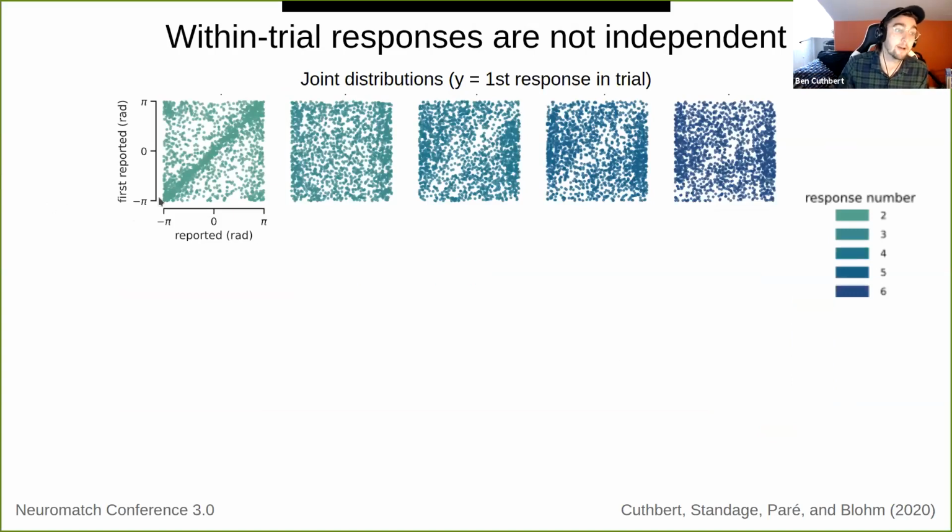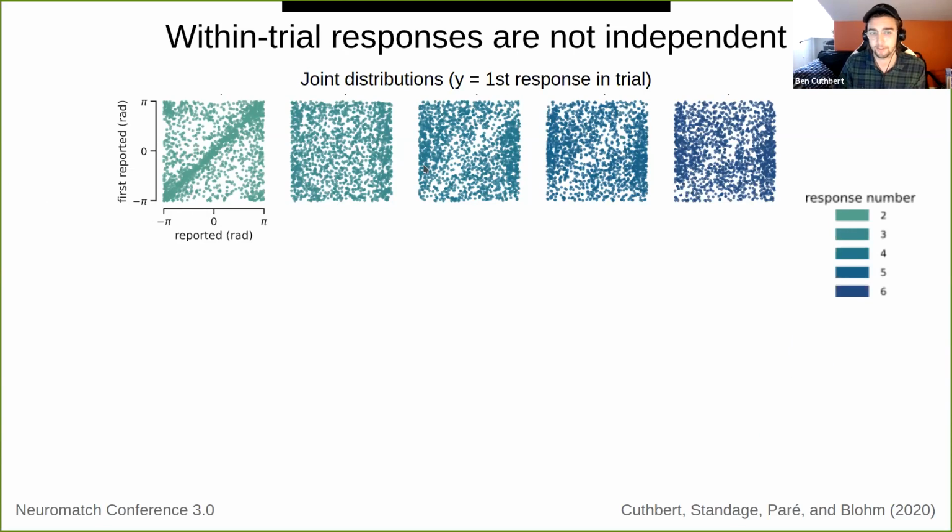are the joint distributions between the first report made in a trial. So the y-axis value, these are not errors, these are the actual stimulus values reported first on the y-axis. And then each subsequent plot is the joint distribution between the first report and the second report, or the third, fourth, fifth, sixth, etc. What we see here is that the first report and the second report within the same trial actually have a really strong circular correlation.